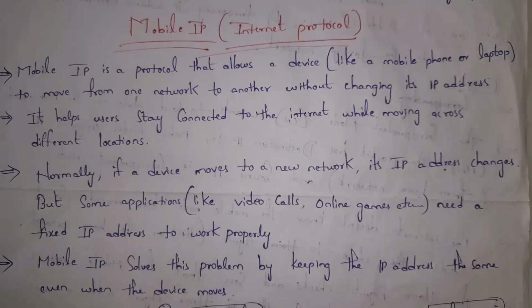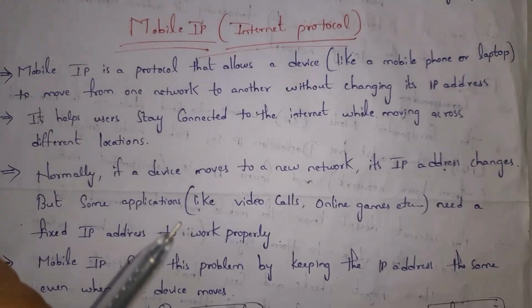Let's get started. Guys, mobile IP is nothing but a protocol. By using this protocol, devices like mobile phones and laptops can communicate to different networks without changing IP address. Even if we move our mobile to various locations, still we can access internet. It is because of mobile IP.